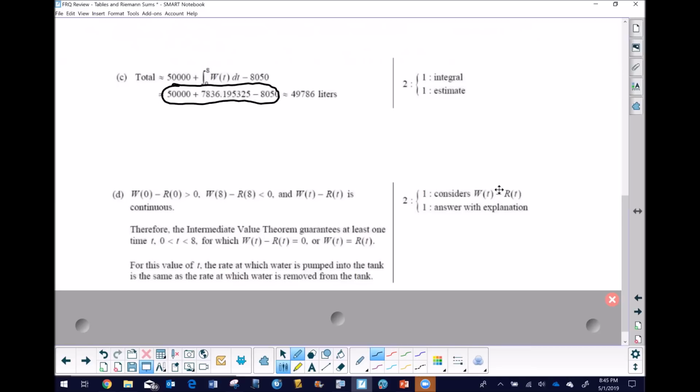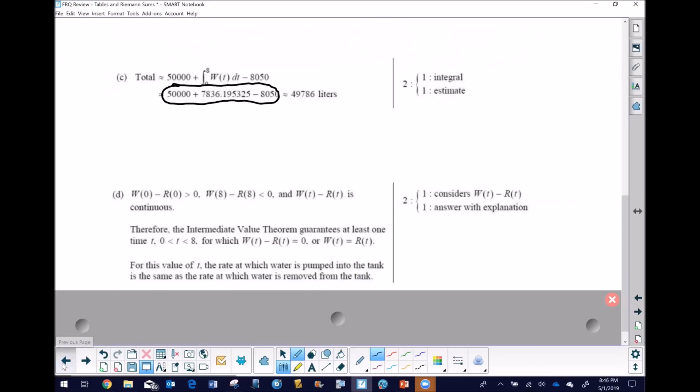Okay, I remember this well. I read this problem. And then the answer with explanation, the key components are mentioning the continuity and the fact that the W and the R are certainly going to be equivalent to each other. All right, so hopefully that makes some sense. Hopefully you guys feel confident in gaining a few points on a problem like this.